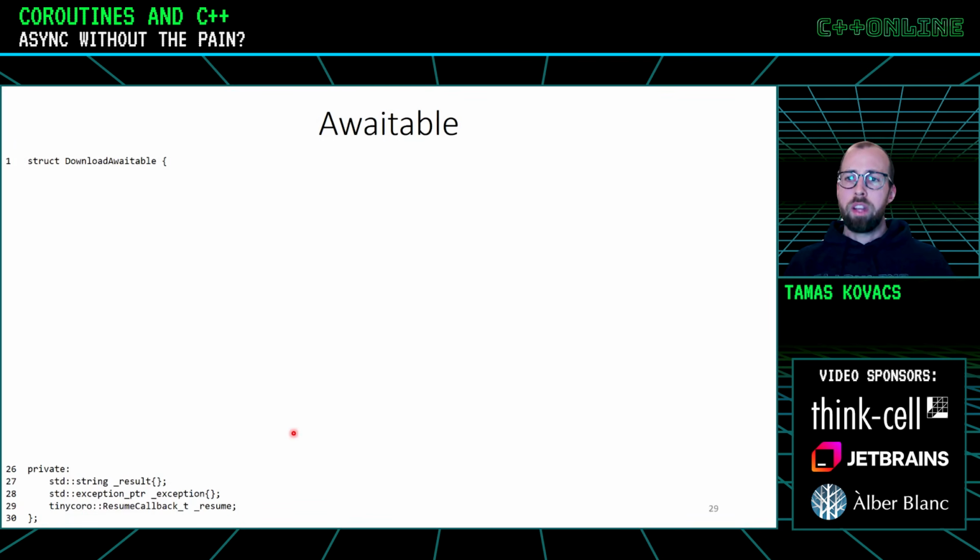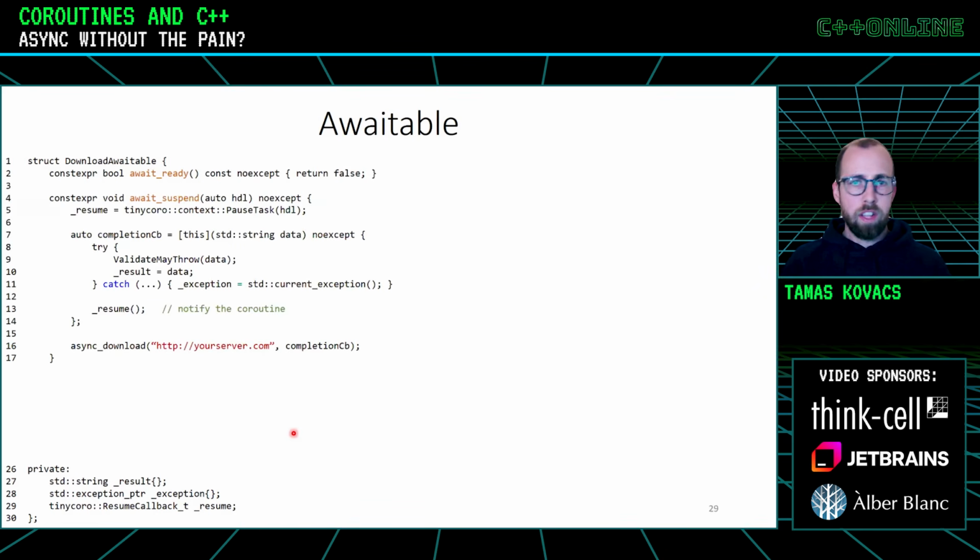So there are 3 mandatory functions which we need to define if we want to write our custom awaitable. The first one is await_ready, which in our case returns false and carries the meaning, please always suspend. This triggers await_suspend, our next magic function. And this is basically the bridge between the callback world and the coroutine world.